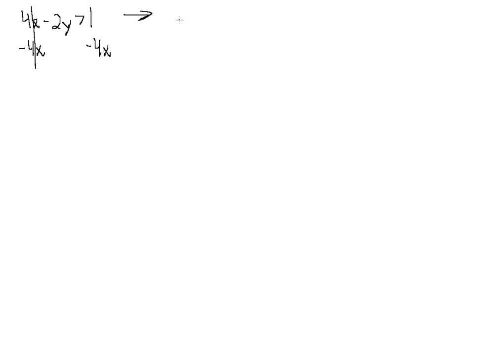That'll give, these two terms will cancel, which gives us minus 2y is greater than minus 4x plus 1. And let's isolate our variable by dividing all 3 terms through by minus 2. These 2 terms cancel, so we have y. Now we're going to have to flip our inequality sign because we're dividing by a negative, so the greater than becomes less than.